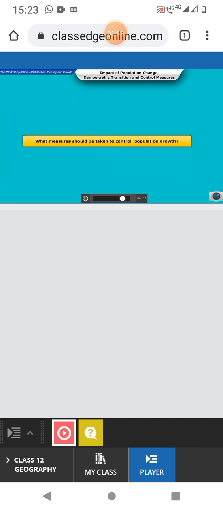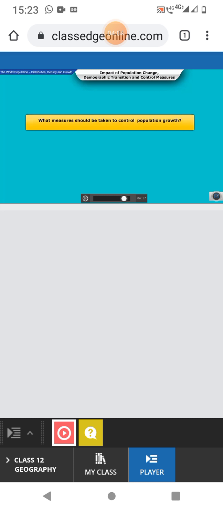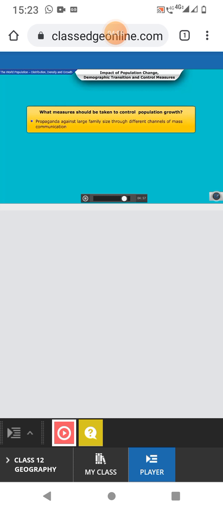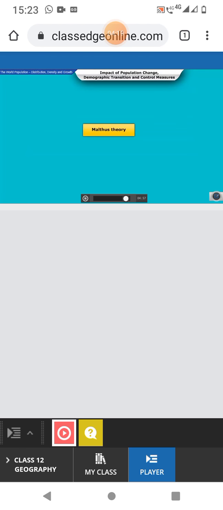What measures should be taken for the control of population growth? Family planning is the foremost point of controlling population, which can be achieved through propaganda against large family size through different channels of mass communication, free availability of contraceptives, tax incentives, improving women's health.